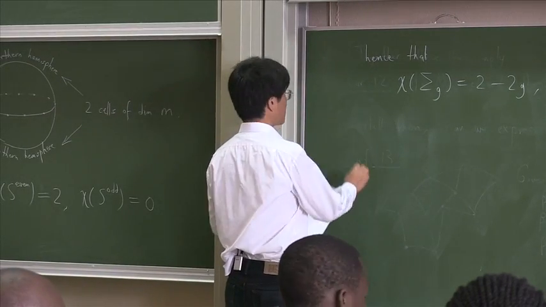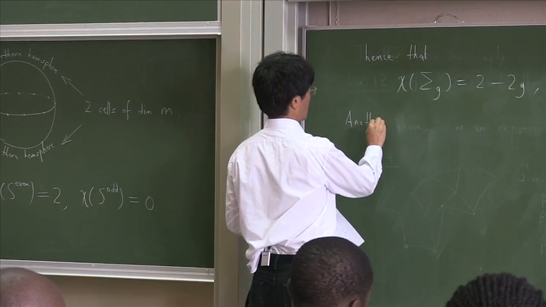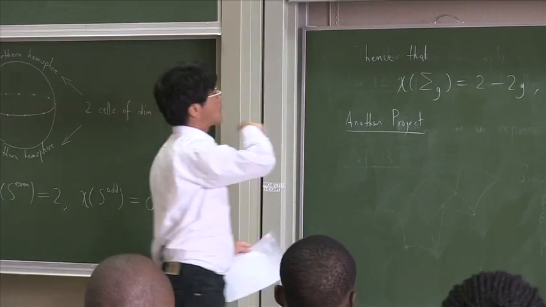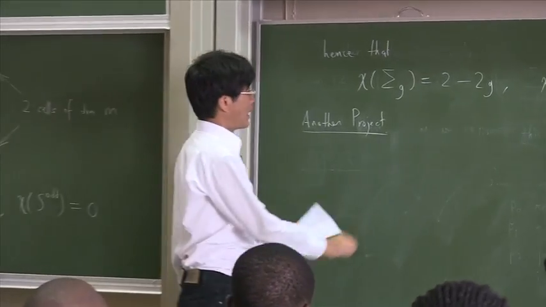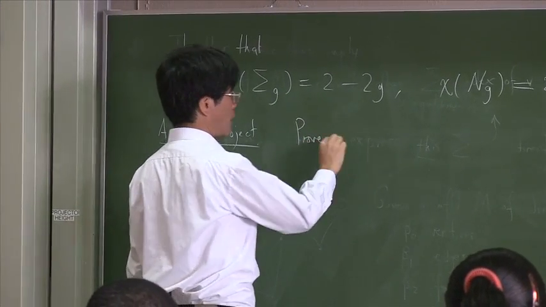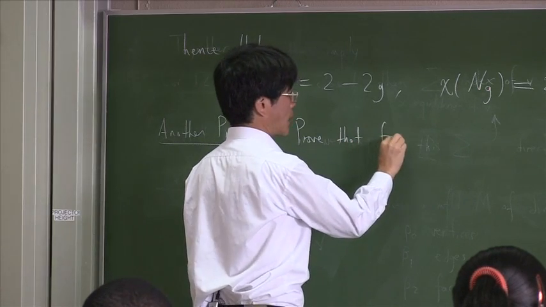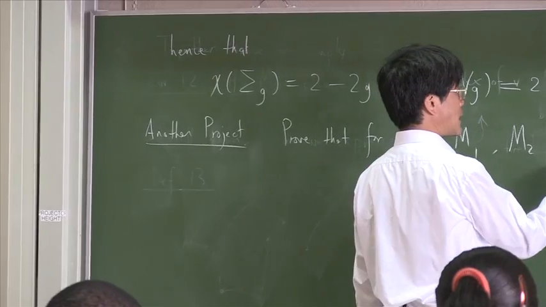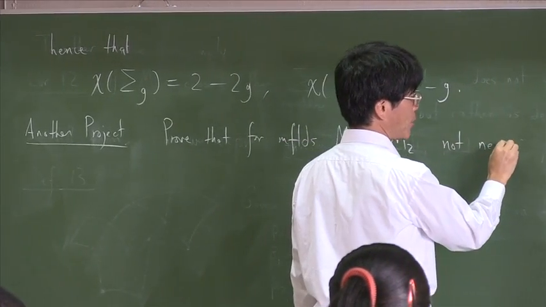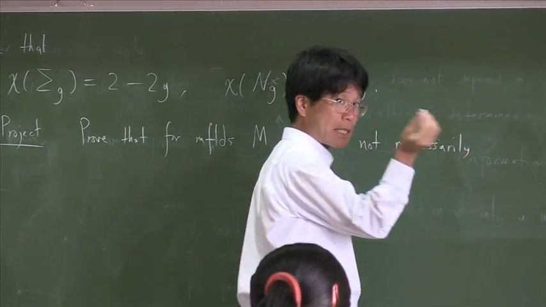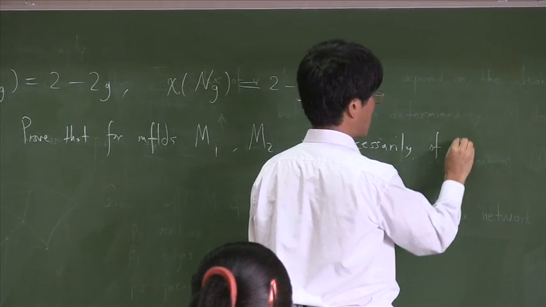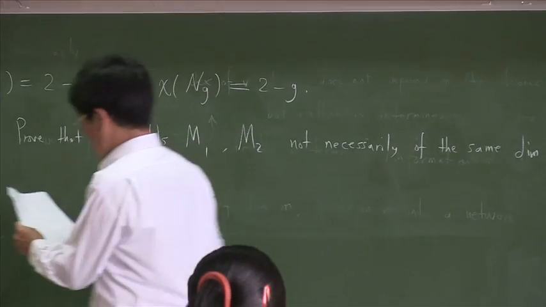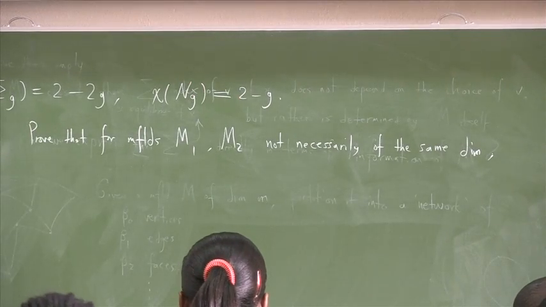Another exercise. But I'd like to think of these two projects as part of the same project. Let's prove also, please prove rather, that for manifolds, again, M1 and M2, but this time not necessarily of the same dimension. They can be of any dimension. They could be of the same dimension, but they don't have to be. No dimensional restriction.